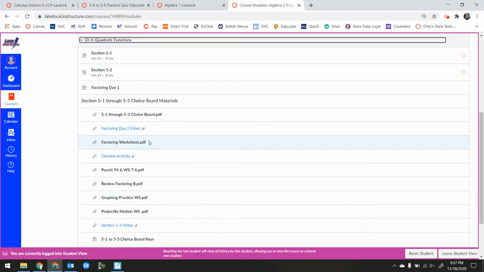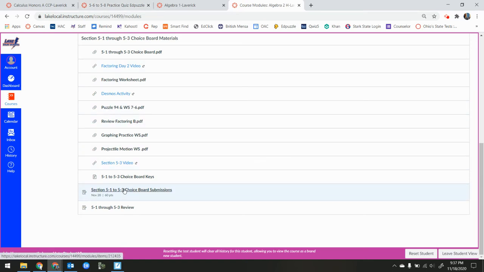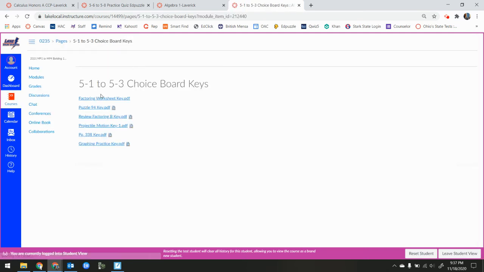Okay, so here's all the choice board materials, and then you'll see right here, this is the section 5.1 to 5.3 choice board submission. Make sure that you're submitting everything there, and I'll talk about that in a second, but right above it, you see 5.1 to 5.3 choice board keys. If I click on that, this is a link with all of the keys to all the assignments on it, and this should be an updated page of all of the keys.